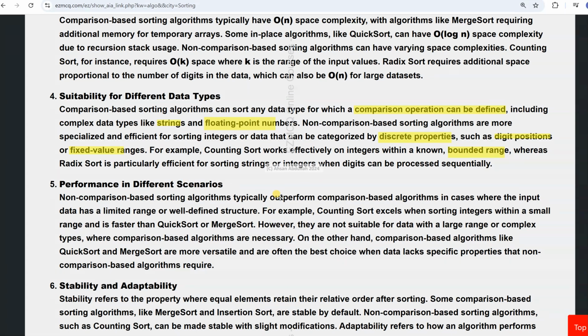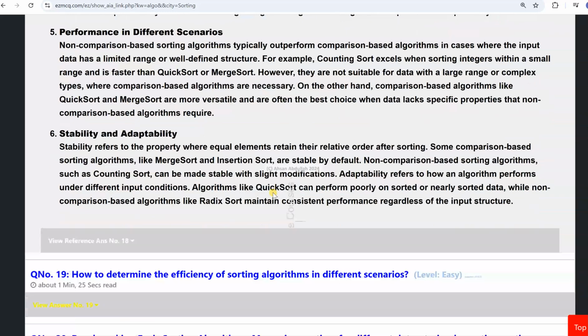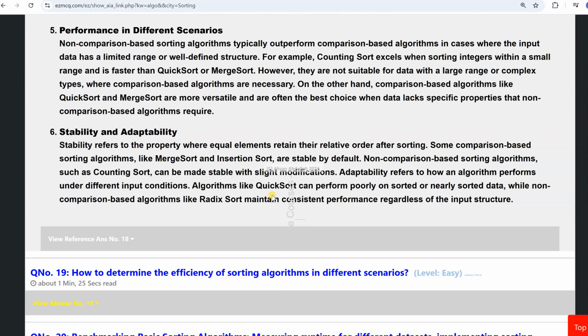In performance, of course, non-comparison based algorithms outperform comparison based algorithms where the input data has a limited range or well-defined structure. But comparison based algorithms like quicksort and merge sort are more versatile, which the non-comparison based ones are not. So when the data lacks the specific properties required by non-comparison based algorithms, then we use a comparison based algorithm. We should be aware of all those things and know our data.